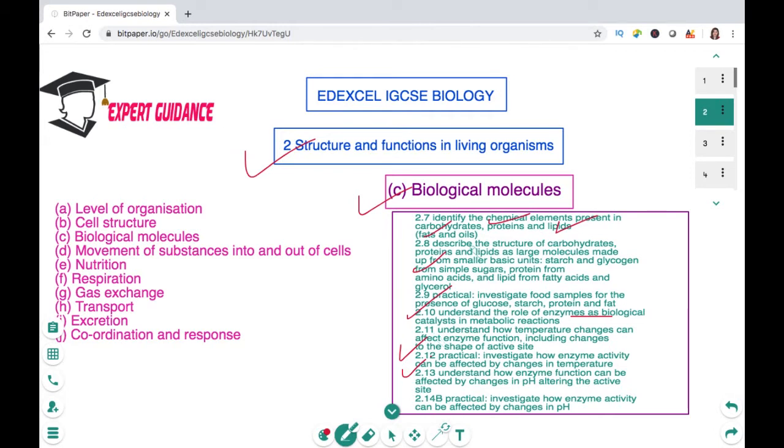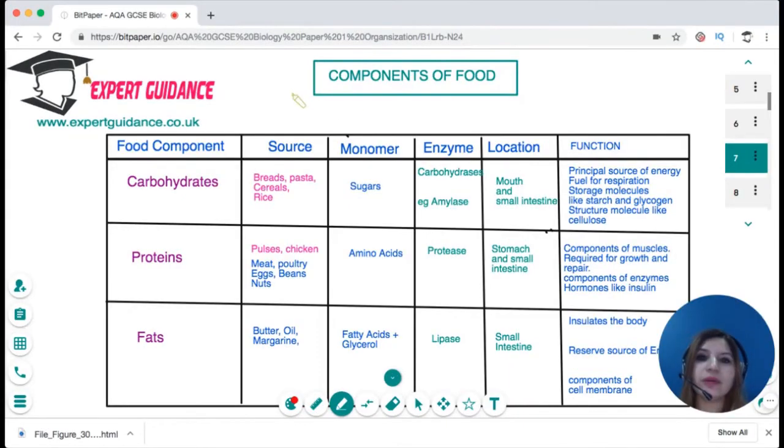So let's begin. Now, let's see what are the components that we take in with the food. We take carbohydrates, proteins and fats. Carbohydrates are present in bread, pasta, cereals and rice. Proteins are present in pulses, chicken, meat, poultry, egg, beans and nuts. And fat is present in butter, oil, margarine.